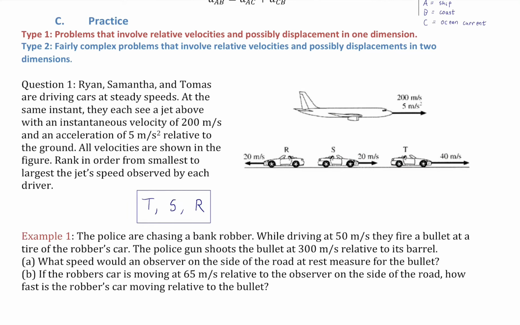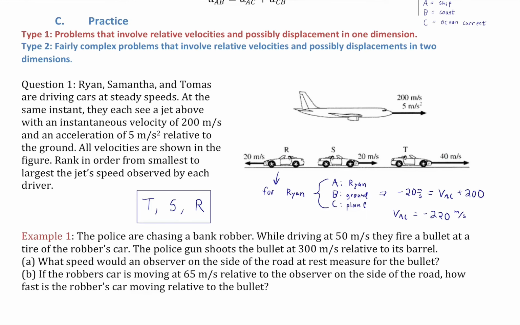Okay? Well, it's TSR, right? Just like the publishing company. So how do we know that? Well, because we're asking for, from smallest to largest, the velocity of the jet as observed by the drivers. Tomas here is going to observe a jet that is only moving at 160 meters per second because he's obviously not catching up with the jet. The jet is getting ahead of him, but since he's moving pretty fast in the same direction as the jet, it doesn't appear to be moving as fast, right? That's kind of intuition. You should be able to think of that.